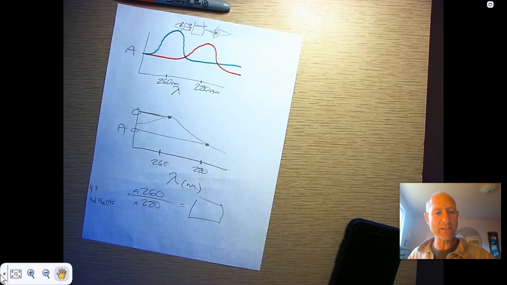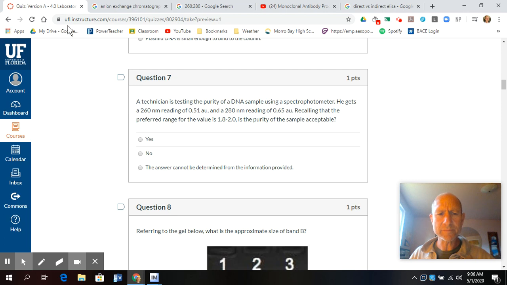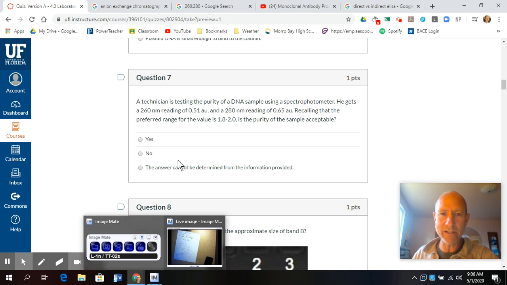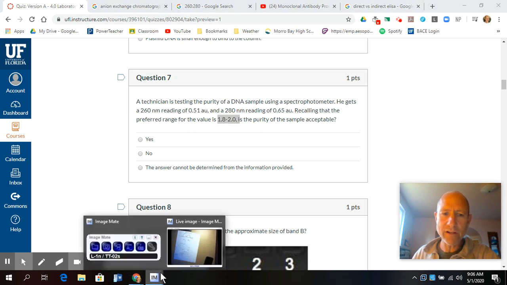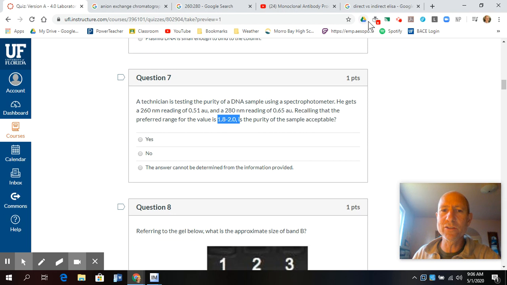And there in the test here, they tell us how big they want it to be. So they say that they want it to be between 1.8 and 2.0 right here. So if I go back here, let me just show you one more time. They want this number to be between 1.8 and 2.0. So we have to divide the absorbance at 260 by the absorbance at 280.